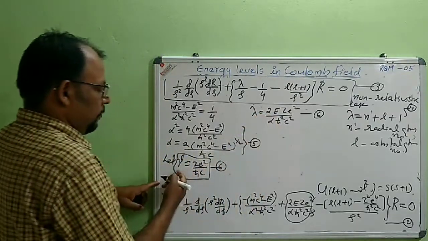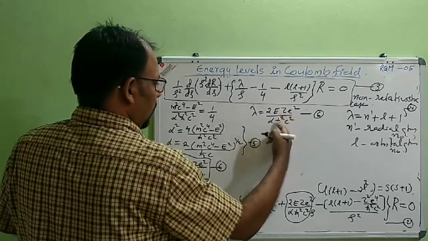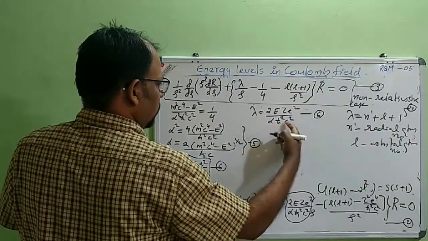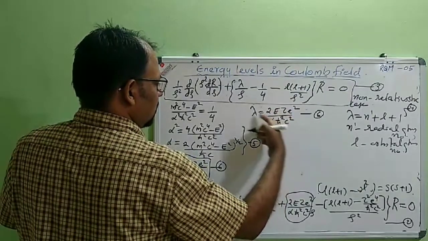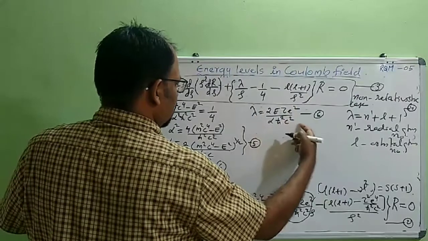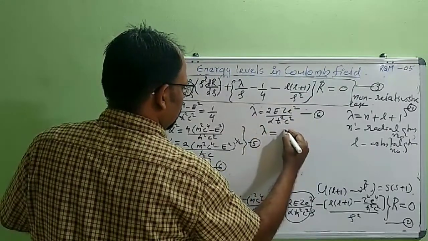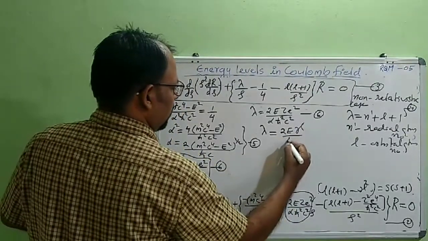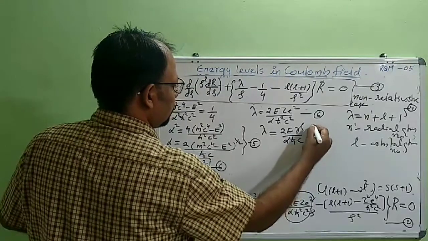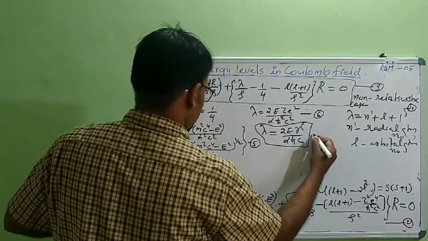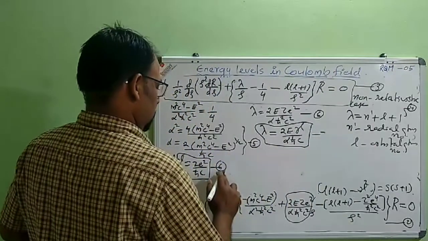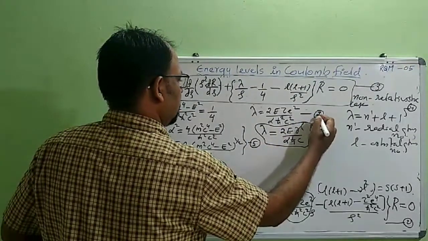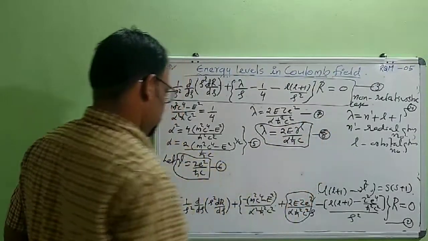This lambda I can represent in terms of gamma, Z e square by h bar c. So this denominator, if I split into alpha h bar c into 2e by alpha h bar c, this term 2e by alpha h bar c into Z square by h bar c, we can write it as lambda equal to 2e gamma by alpha h bar c. This equation is number 6, so I will write this as equation number 7, and this equation as equation number 8.